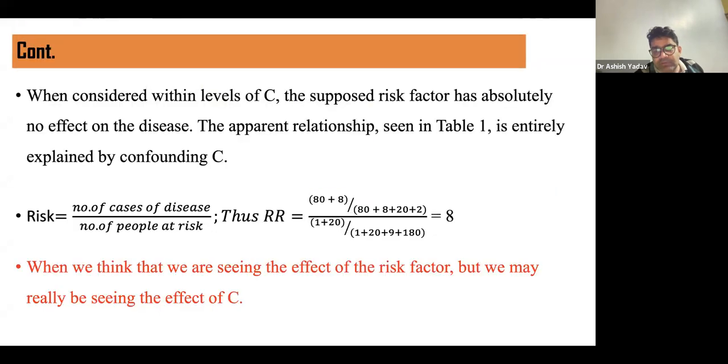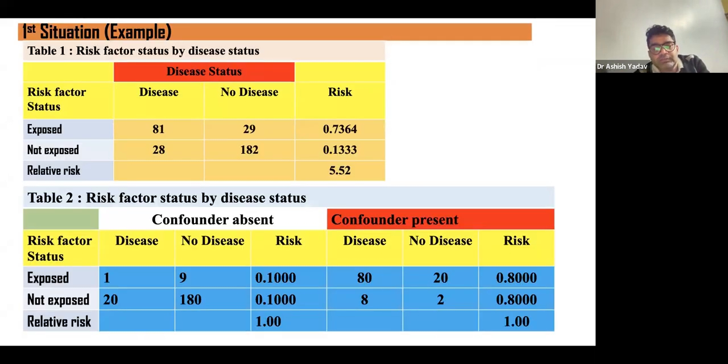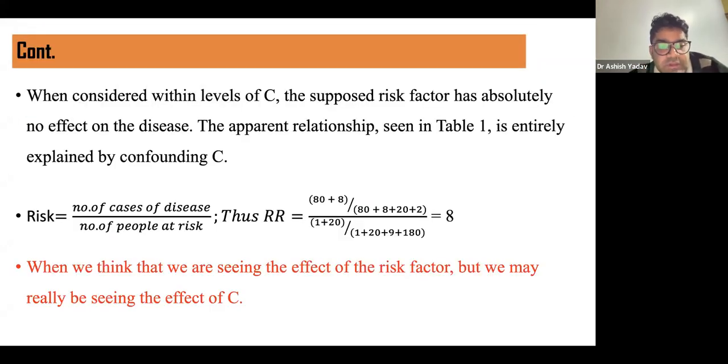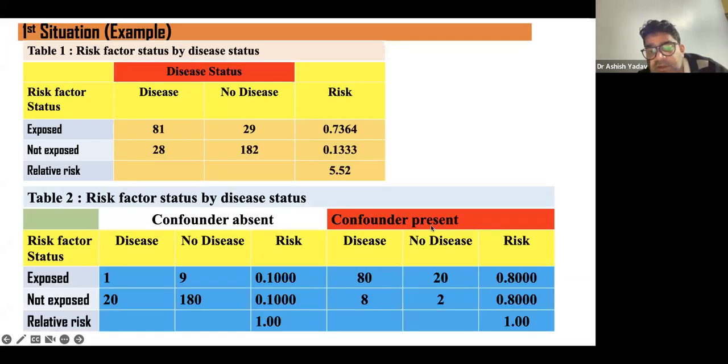Is it clear how we have calculated this? Do you remember the formula of relative risk? Number of cases of disease divided by the number of people at risk. Here we are calculating this RR for the confounding variable, if we are considering the confounder as a risk factor. So if we consider the confounder as a risk factor, what will happen? The risk is present in this table. Risk present, how much disease? 80 plus 8 divided by the total number at risk.